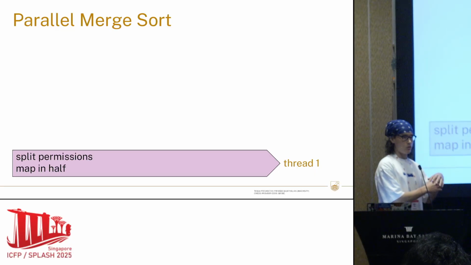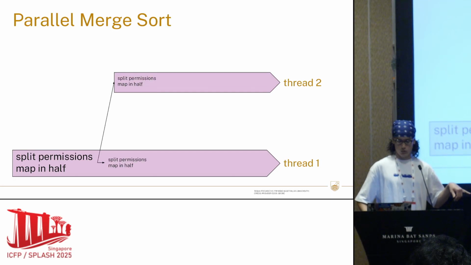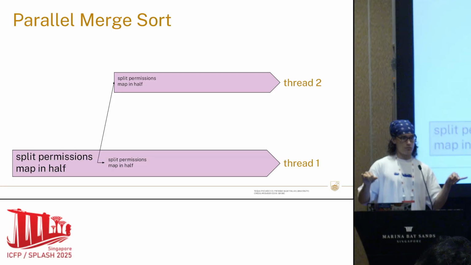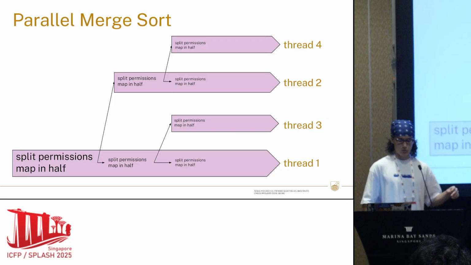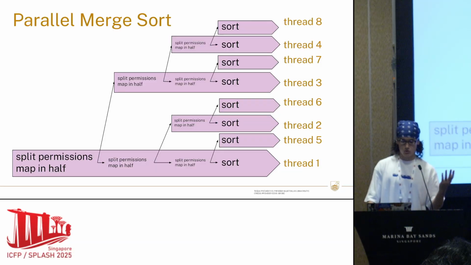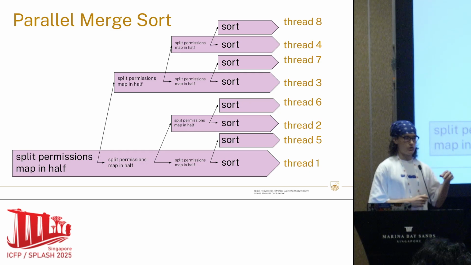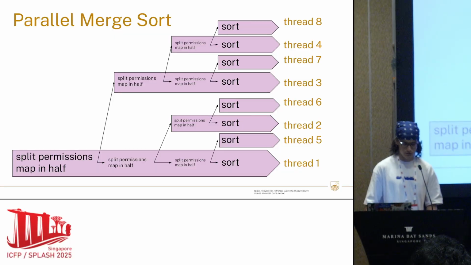So we have a first thread, then we split the permissions in half. Then we spawn a second thread and do the same procedure. We split the halves of the permissions in half, into quarters. Now we have 4 sets of permissions. Now we do the same thing, and now we have 8 threads. At this point, we can stop parallelizing, because let's say we have 8 threads in our system, 8 cores. So now we do just sequential sorting. And after we have sorted in all of the threads, then we merge. Merging is not shown on this slide.